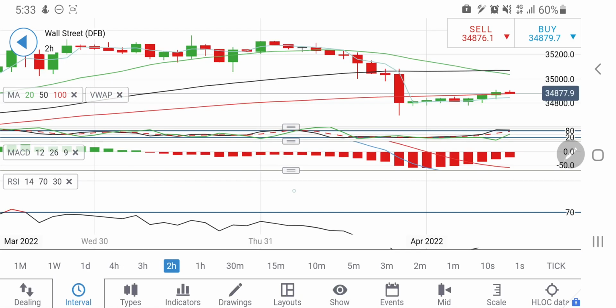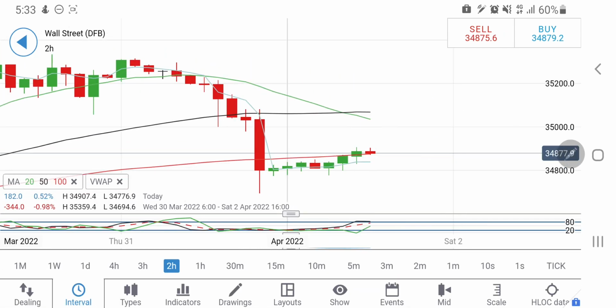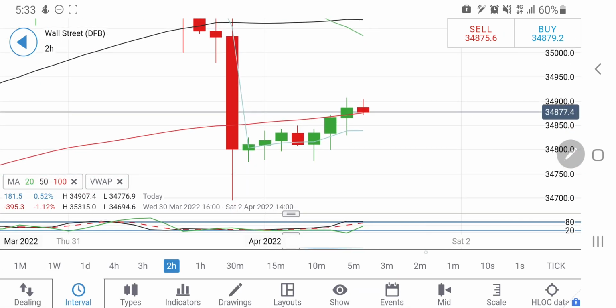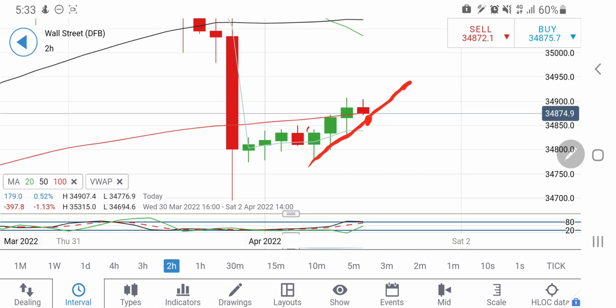On the 2 hour chart, if you look, see, this is what it is trying to form, higher lows, and the support now at around 34,850, 855 levels, and the highs at around 34,950, 960.